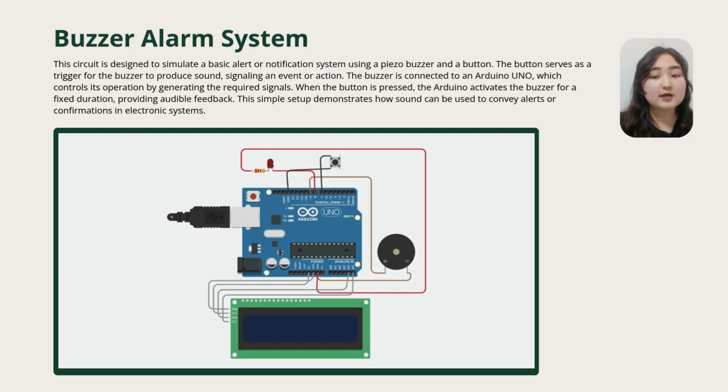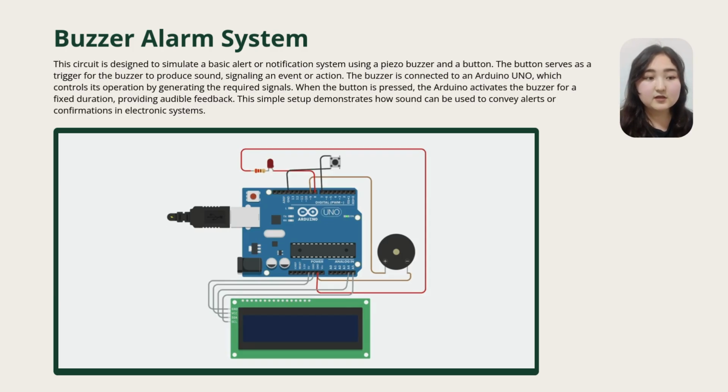So let's start with how the system actually functions. When the button is pressed, the Arduino detects this action through digital input from pin 7 and it processes the input and triggers 2 simultaneous actions. The first one is activating the buzzer for 500 milliseconds using the tone function. The second one is turning on the LED for the same duration to provide visual feedback. During this time, the LCD displays a message indicating that the button has been pressed, enhancing a smooth user interface.